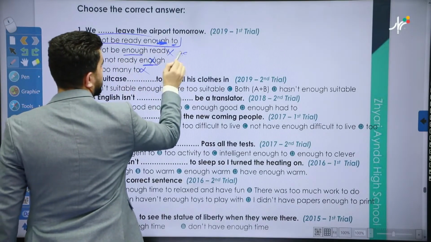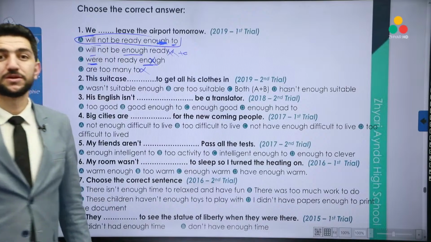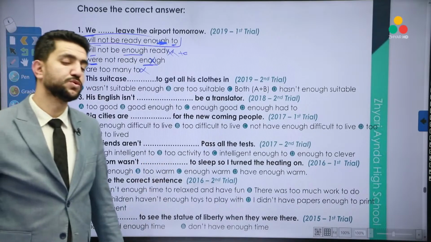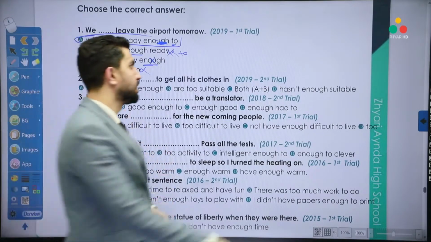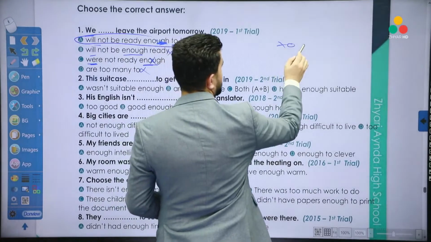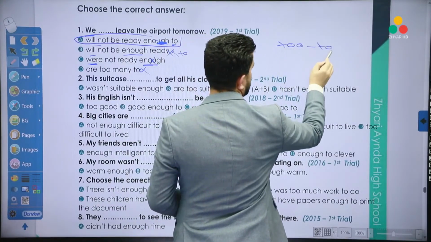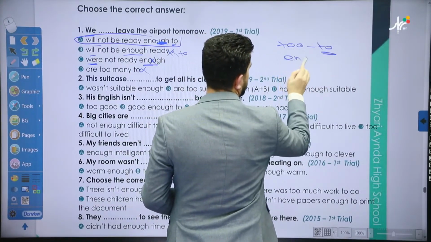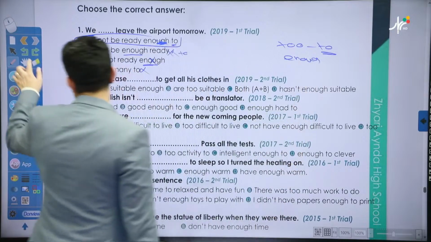Because there is no "to". Otherwise, everything is correct, but there is no "to". So if there is no "to", it's wrong. We said the rule has to be like this: to, enough. Sorry.